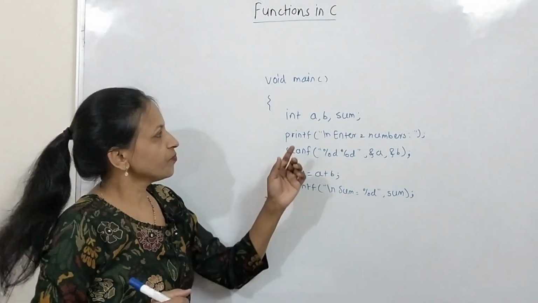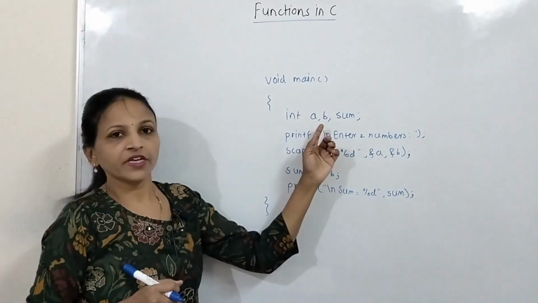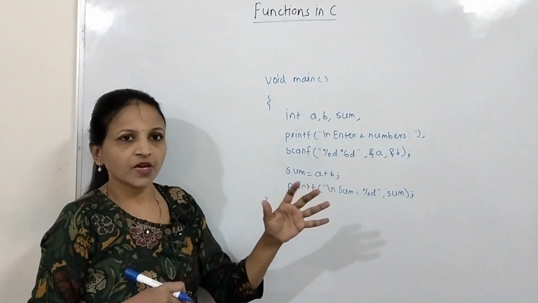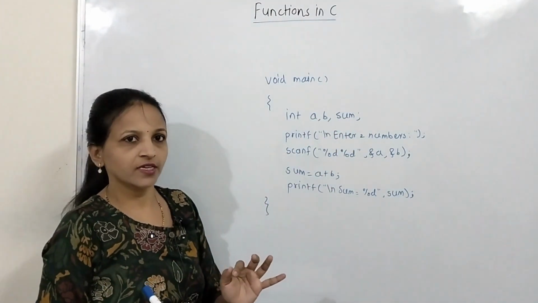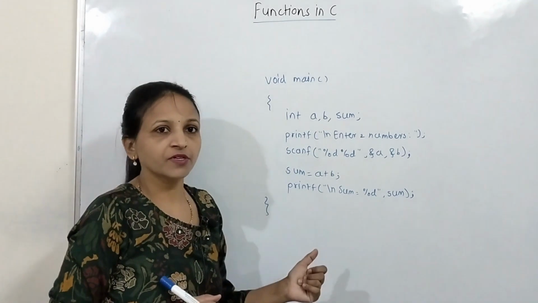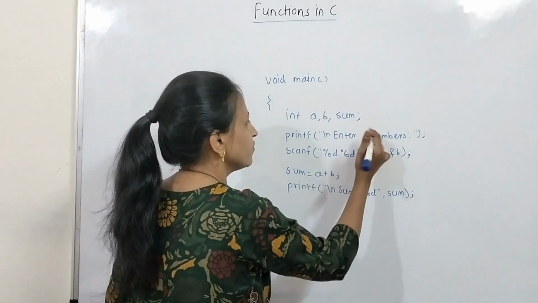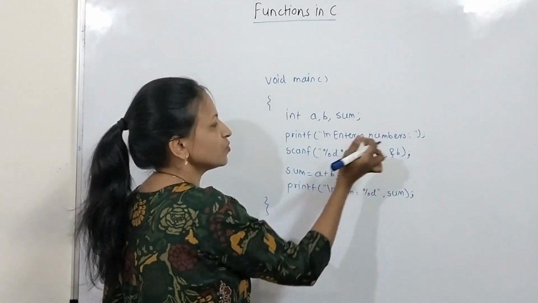See what we have written here. We have created integer variables a, b and sum. I am considering addition of whole numbers only here. Now we first have to accept two numbers from the user. For that we have written printf enter two numbers.